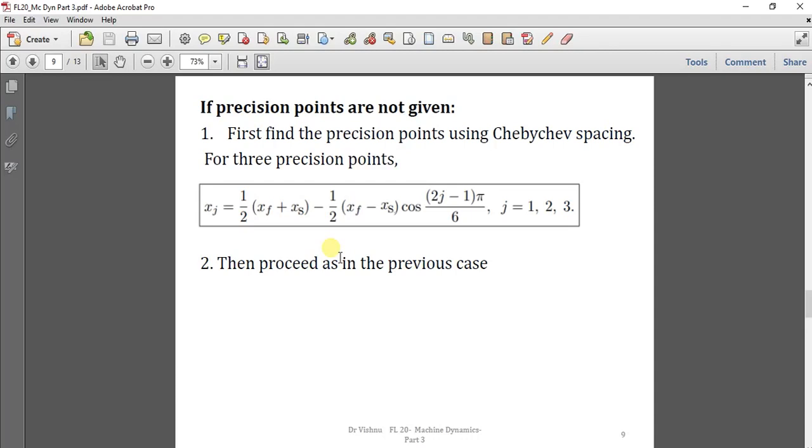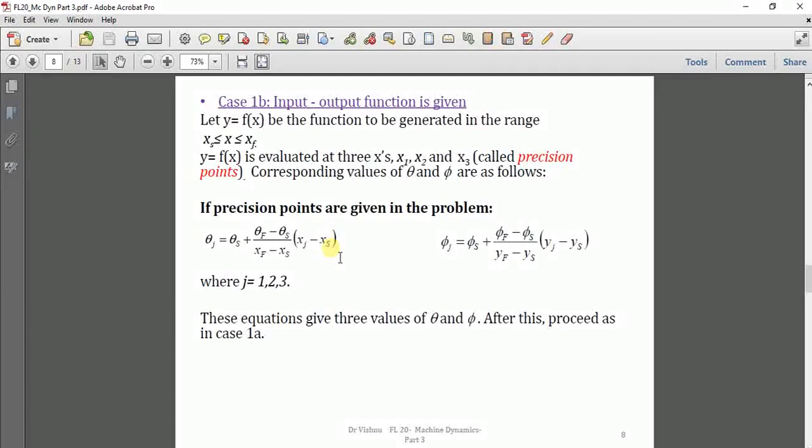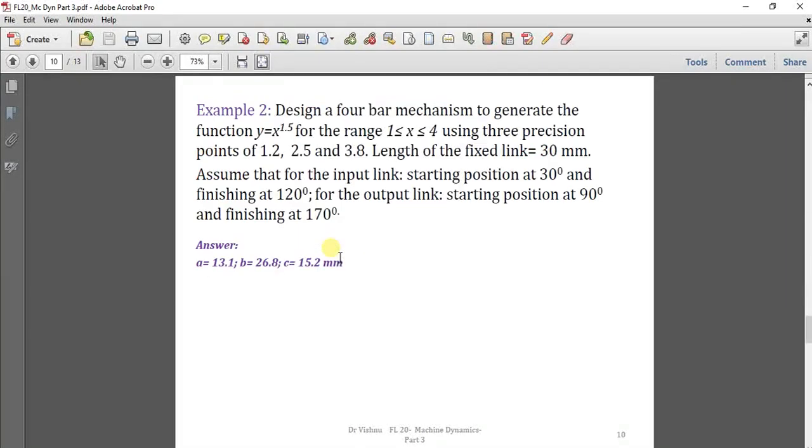Okay, these are the two possibilities in function generation. Now we will take a problem and see how this is done.